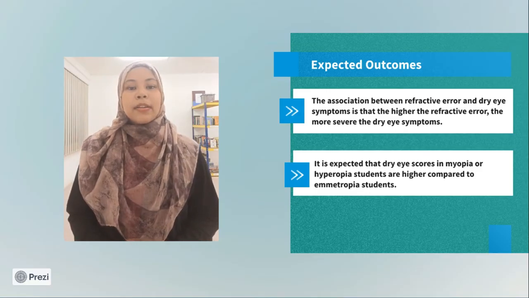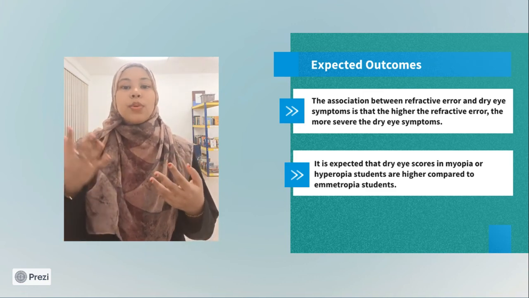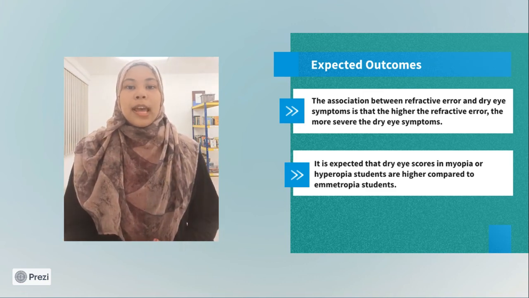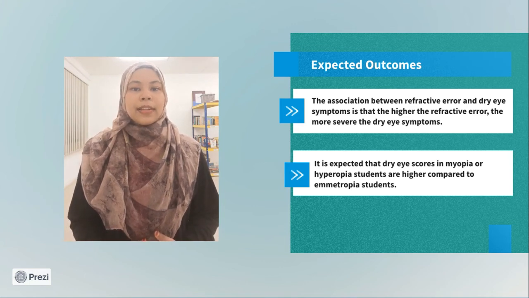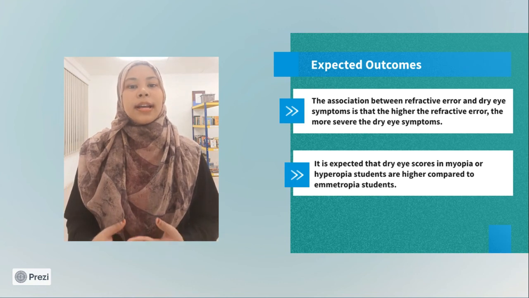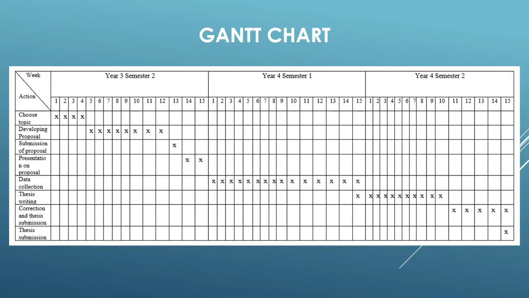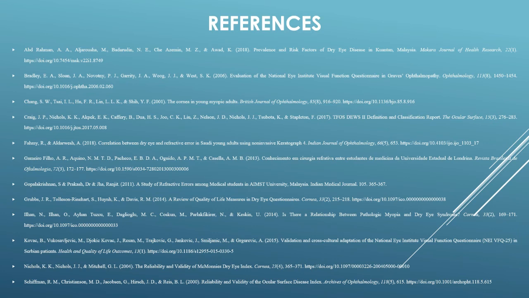Lastly, the expected result of this study is that the higher the refractive error power, the more severe the dry eye symptoms. And it is also expected that dry eye scores in myopia or hyperopia students are higher compared to emmetropia students. This is the Gantt chart used in planning and managing every task that needs to be done in this study. Last but not least, these are the references that have been used.